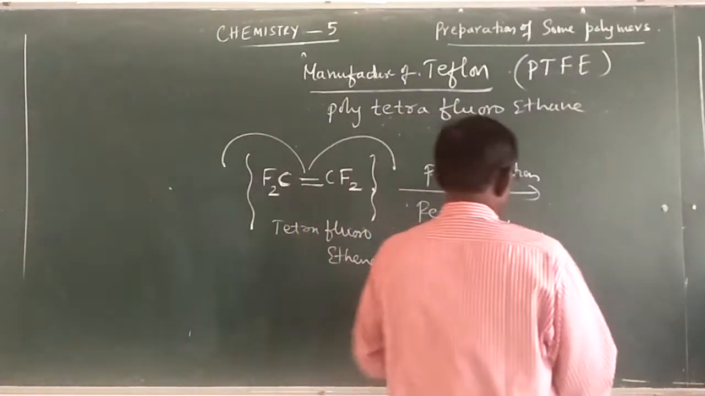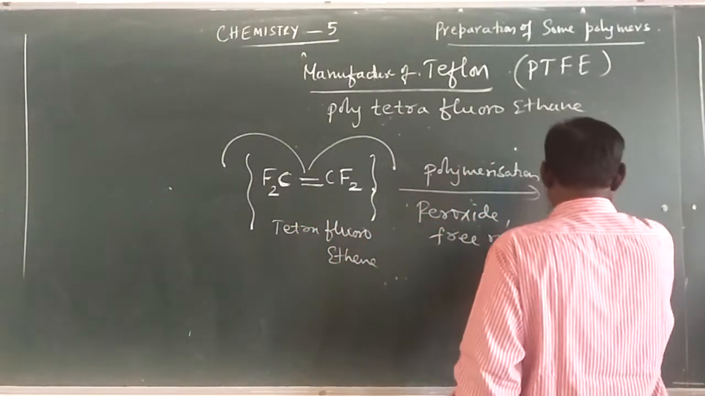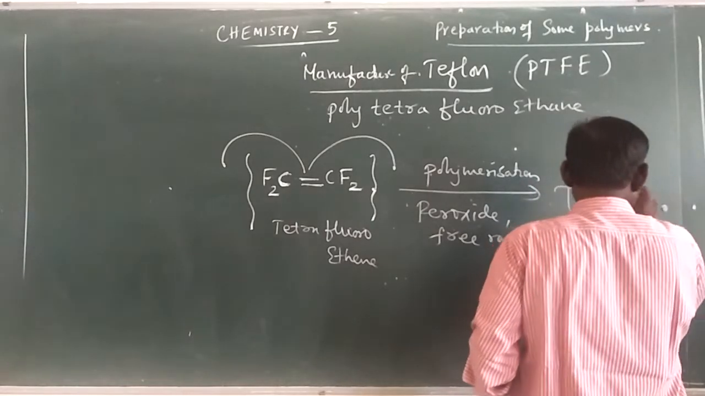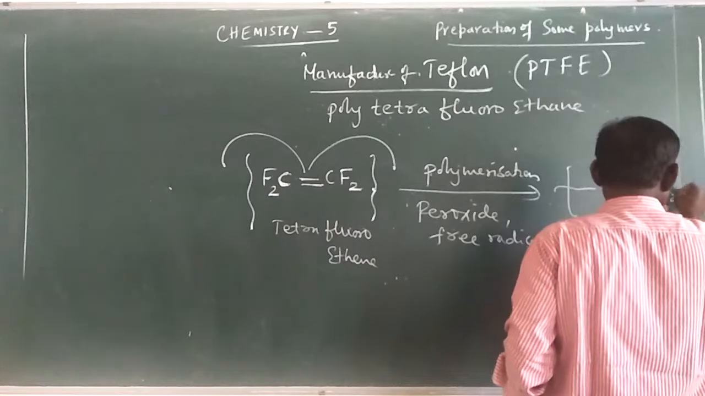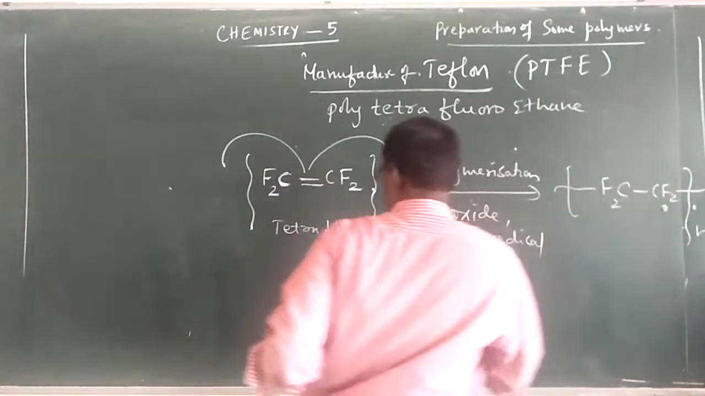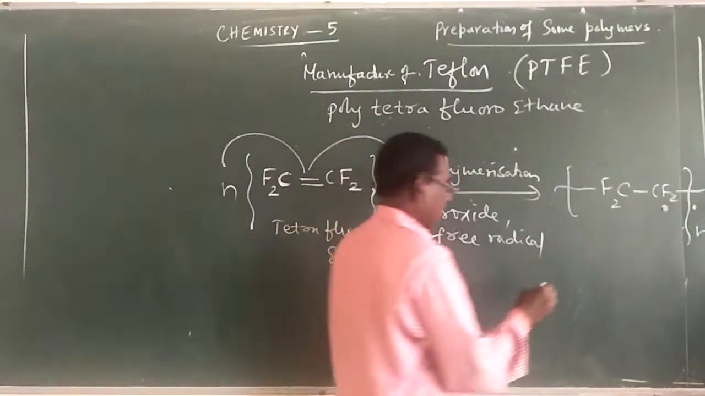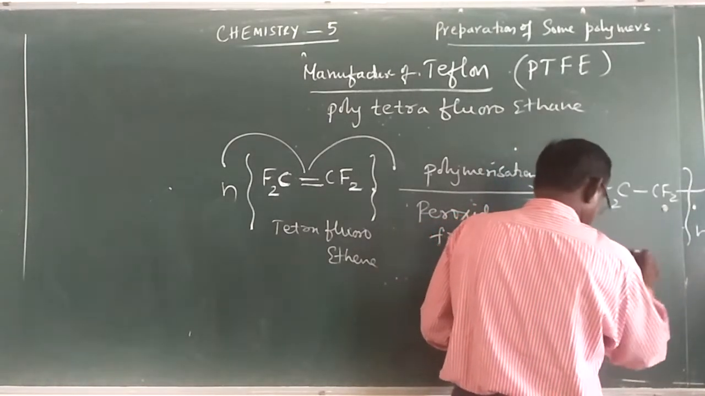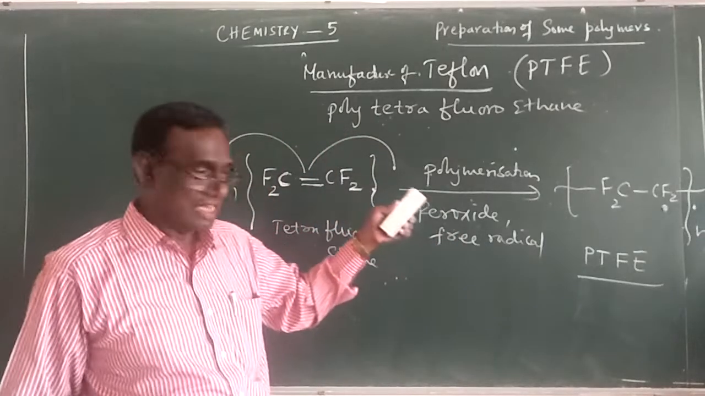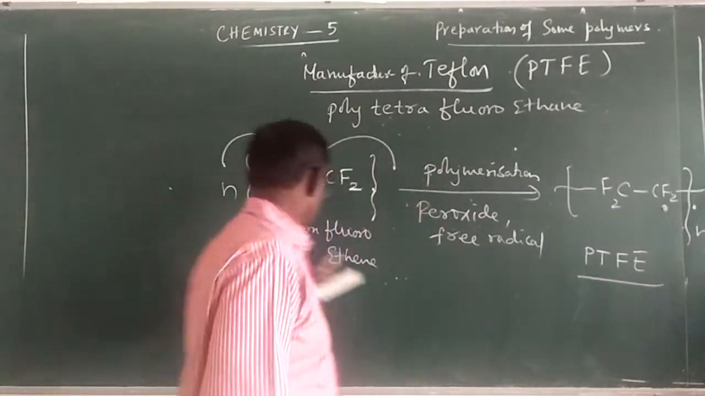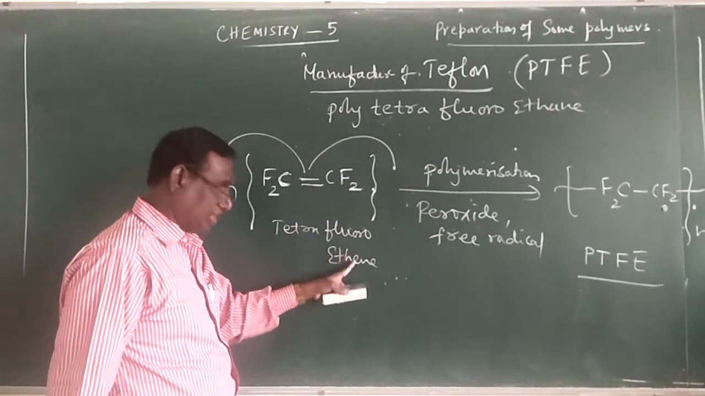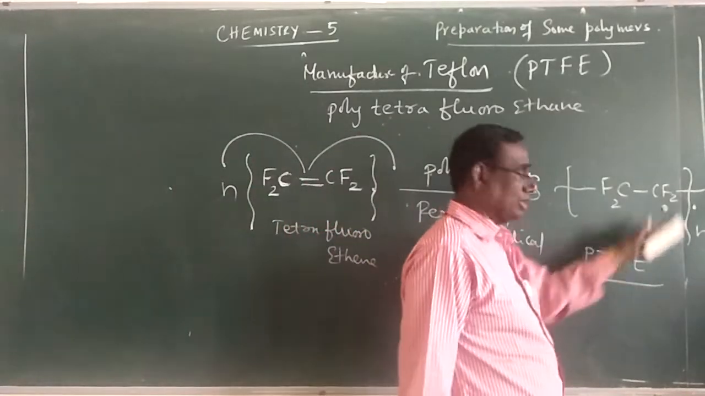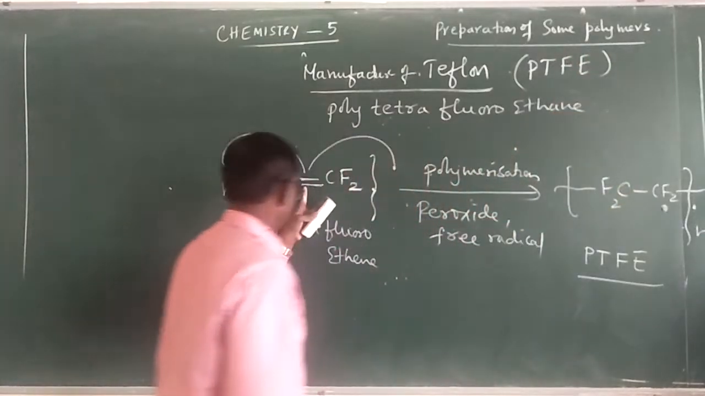How, actually? You see, that is CF2 single bond CF2, n molecules. This is called polytetrafluoroethane. Now it is not ethene, it is ethane. This is tetrafluoroethene, this is polytetrafluoroethane. That is a single bond. This is what? Double bond.